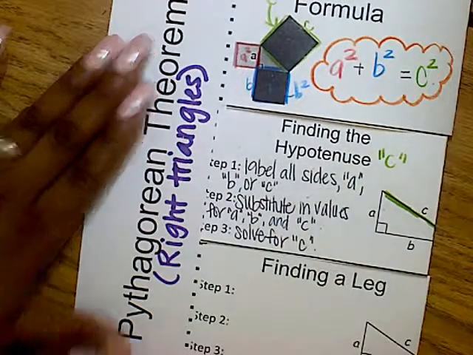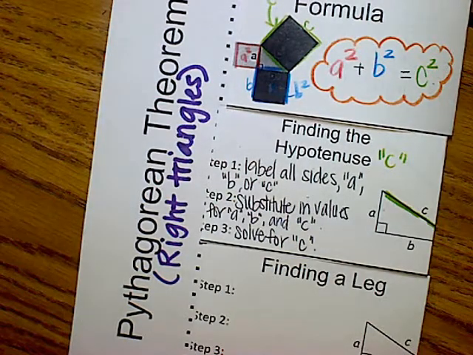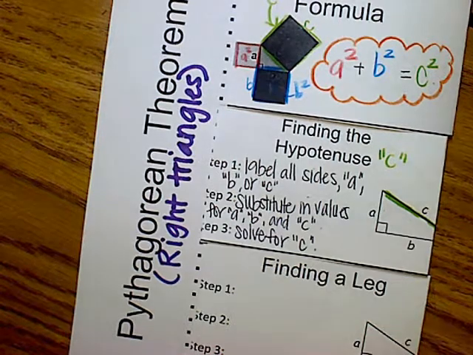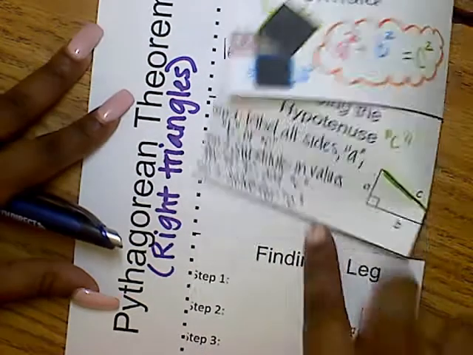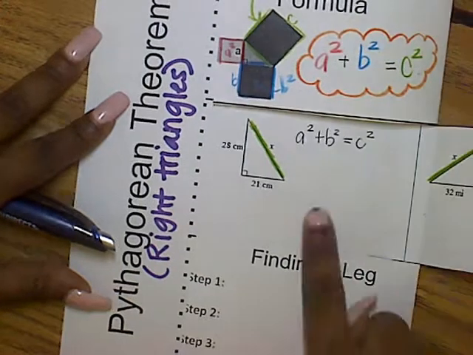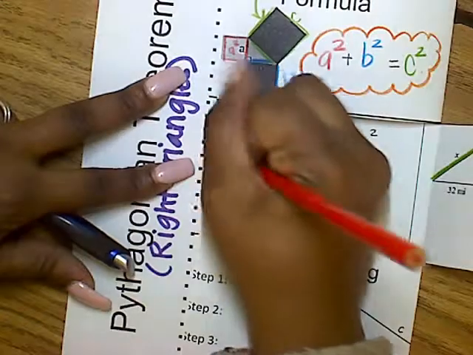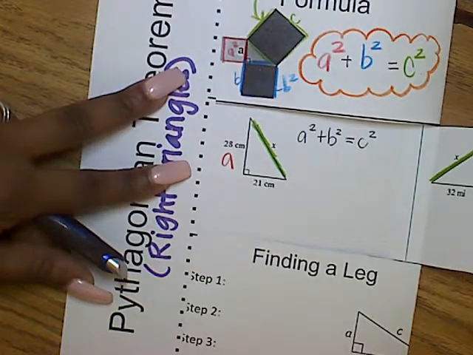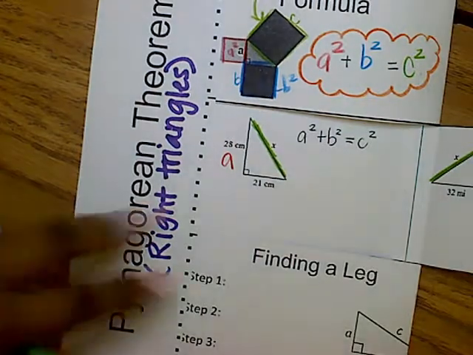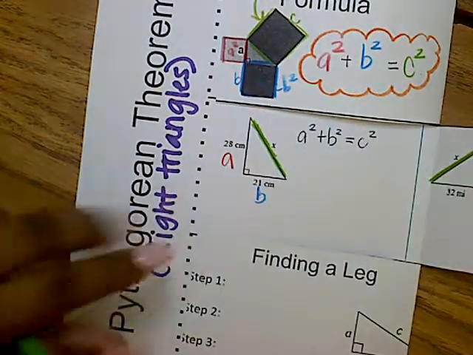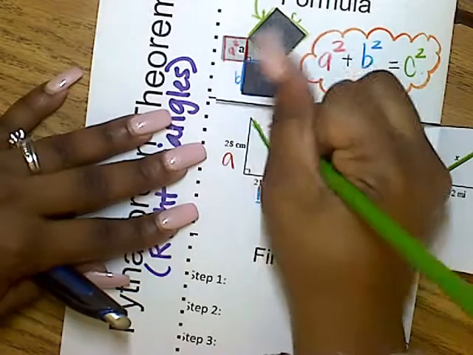Label all sides A, B, or C. Substitute in values for A, B, and C. Solve for C. So we're getting C by itself. So back to our regularly scheduled programming. So let's go ahead and label. So we know this is A. We know that this is B. And we know that this is C.